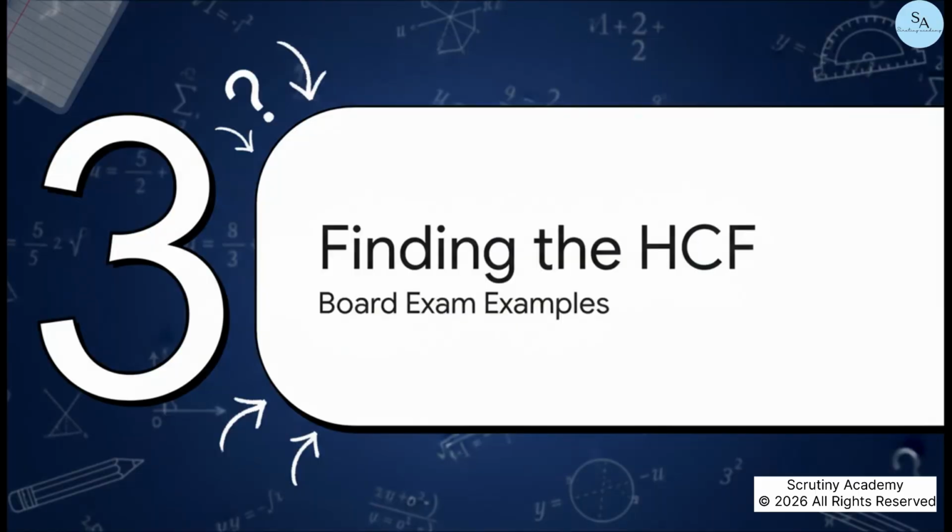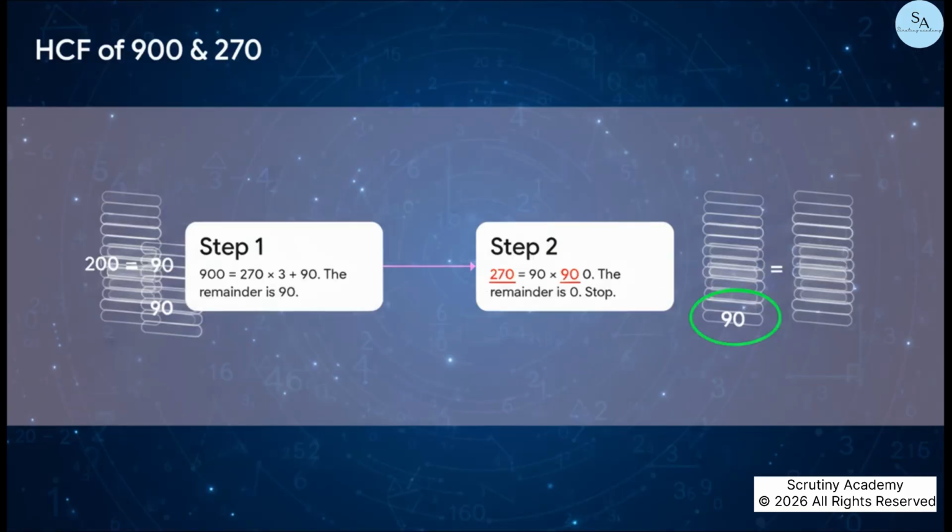All right, now that you get the method, let's put it to the test with some questions you'd actually see on a board exam. First up, let's find the HCF of 900 and 270. Step 1, we divide 900 by 270. That leaves us with a remainder of 90. For step 2, our old divisor, 270, moves over, and our old remainder, 90, becomes the new divisor. We divide 270 by 90, and what do you know? We get a remainder of 0. And just like that, in 2 steps, we're done.